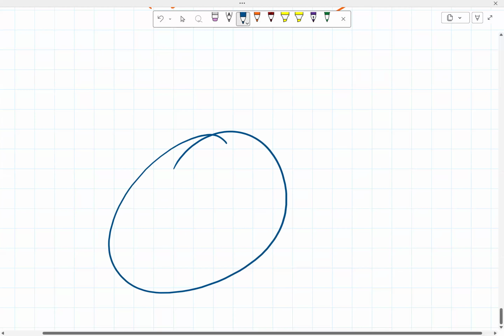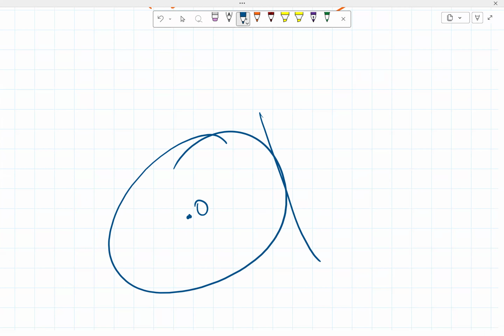Imagine you have the circle, the center is O here, and then you have a tangent. Let me use another marker. Say you have this tangent just touching this point. If you draw this line from the center to meet the tangent, it will be at right angle to the tangent. So that's what that theorem is about.